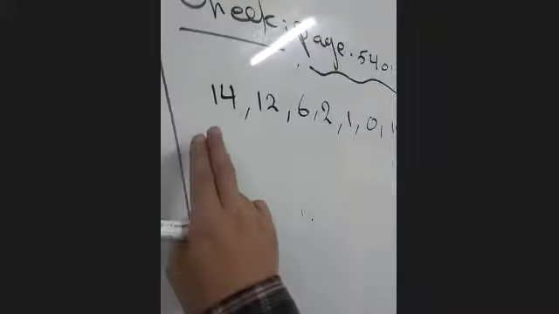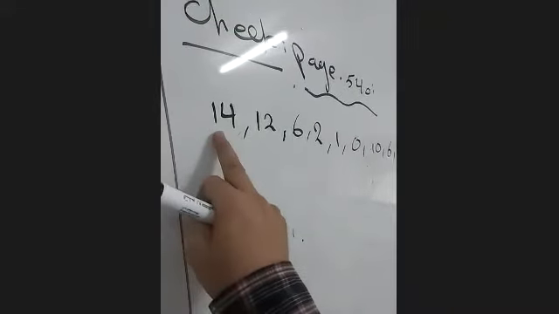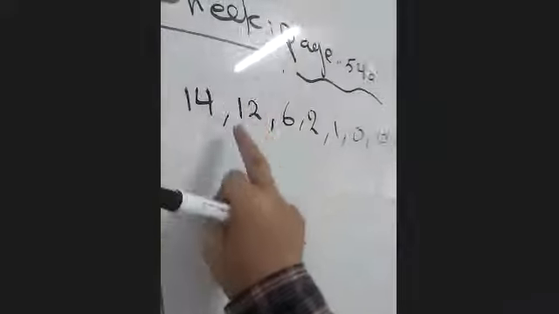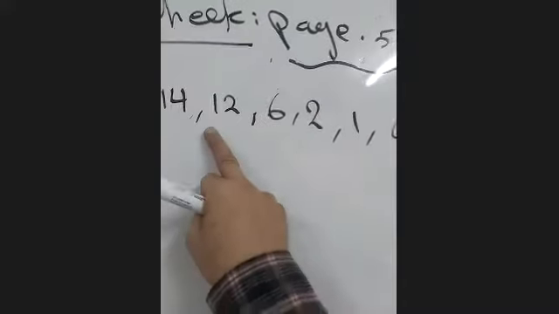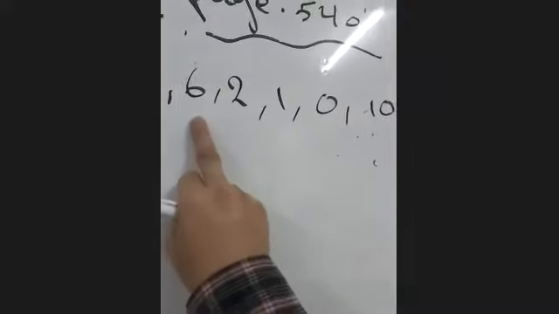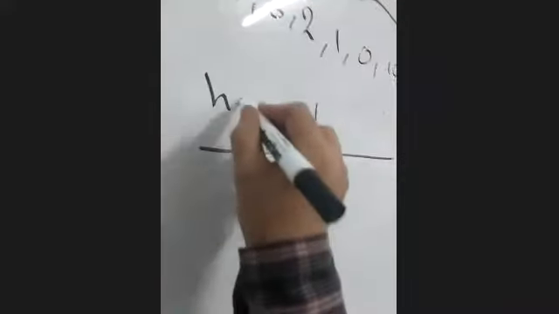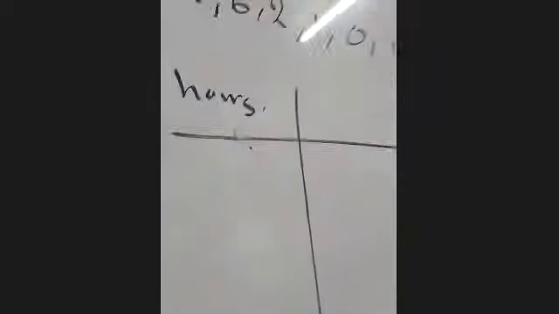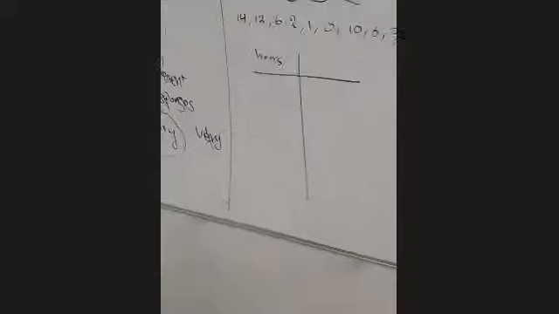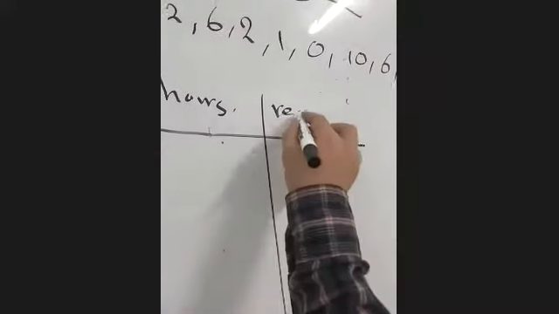Right. It means the first one you asked, he said, I exercise 14 hours in a month. The second one, 12 hours in a month. The third one, 6 hours in a month, and so on. Okay? Now let's make the table down, guys. We have a table here, number of hours, and here number of responses.